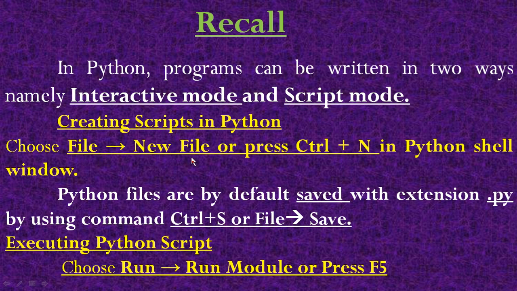Choose File, New File, or press Ctrl+N. Choose any one of the commands here in the Python shell window. Python files are by default saved with the extension .py. By using the command Ctrl+S or File, Save, we can save this Python file. How do you execute the Python script? By choosing Run Module or by pressing the function key F5.